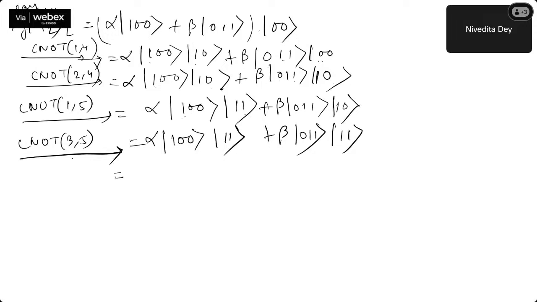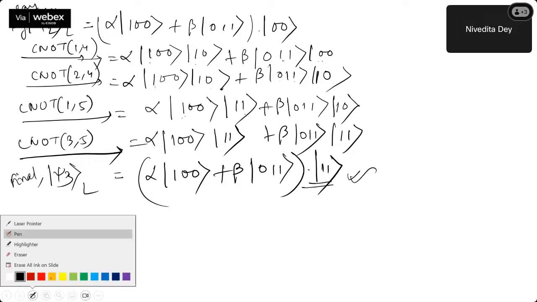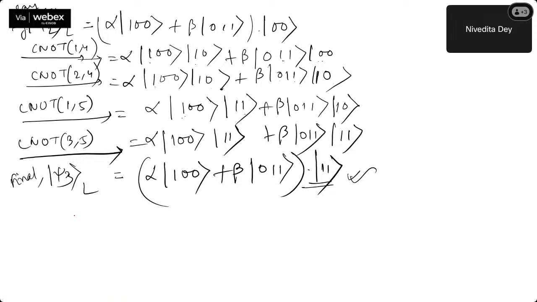So now it can be represented as final Q3L, alpha 100 plus beta 011. Okay. So whenever this is happening, that is 1 1, I'm not getting 0 0. I will identify that, just wait a minute, there's a lag. This is a kind of error detection.